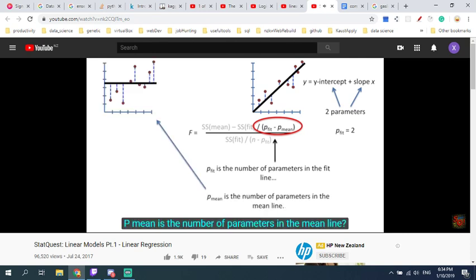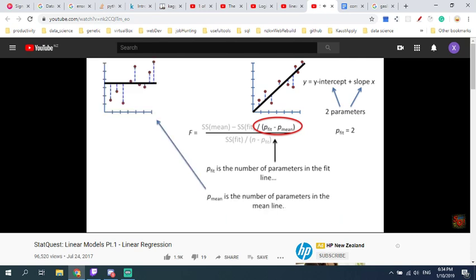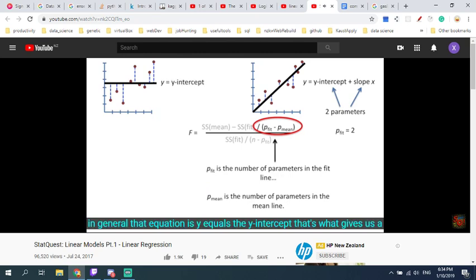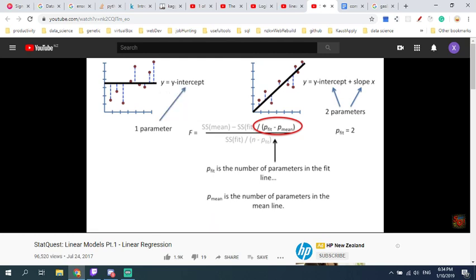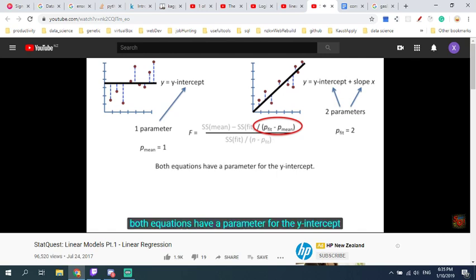P_mean is the number of parameters in the mean line. In general, that equation is y equals the y-intercept. That's what gives us a horizontal line that cuts through the data. In this case, the y-intercept is the mean value. This equation just has one parameter. Thus, p_mean equals 1. Both equations have a parameter for the y-intercept.